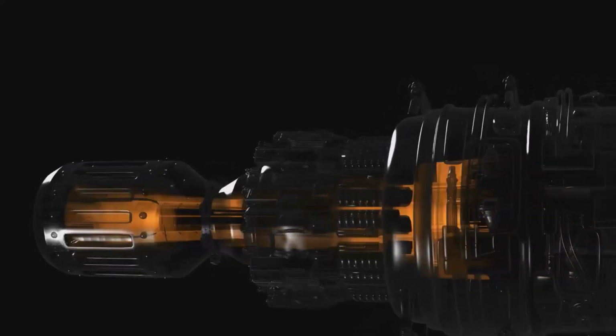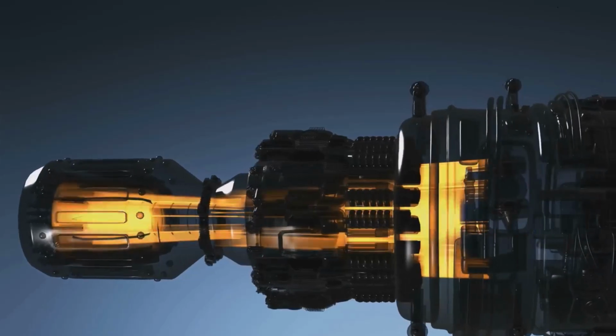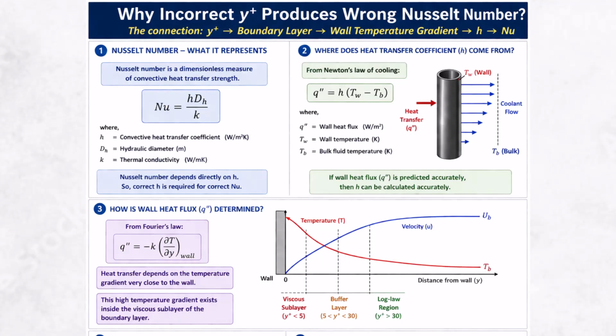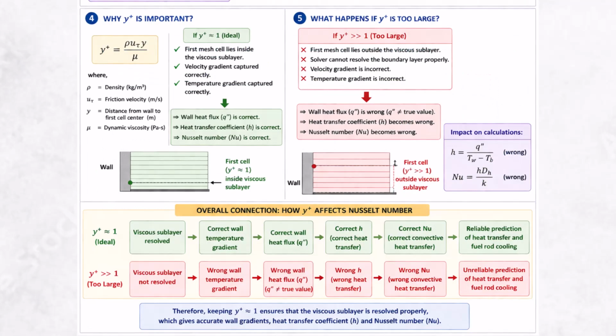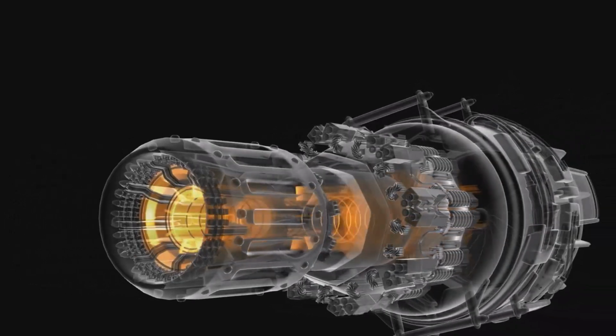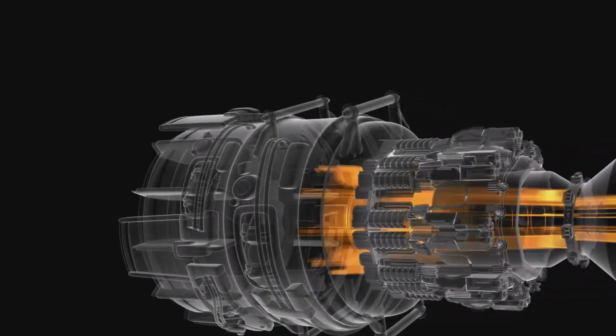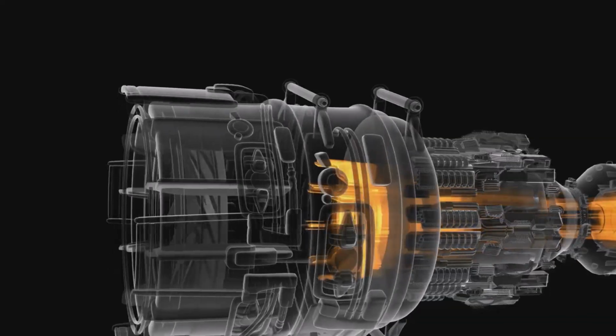Furthermore, heat transfer is incredibly important. Think about the hot gases rushing through a jet engine turbine. Engineers must predict exactly how much heat will transfer to the turbine blades to ensure they don't melt. A simulation with Y+ approximately equal to 1 is essential for this, as it accurately captures the heat transfer from the gas to the metal surfaces.